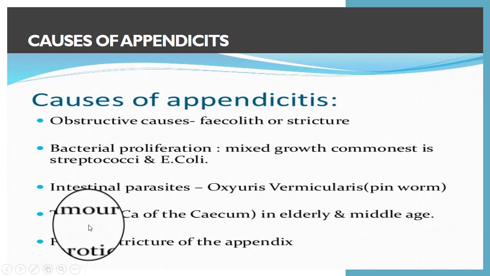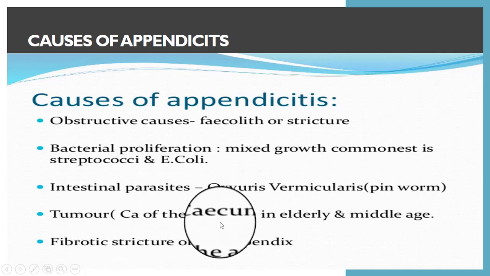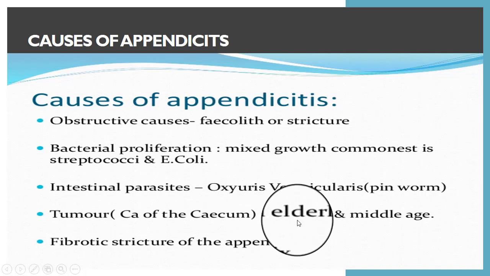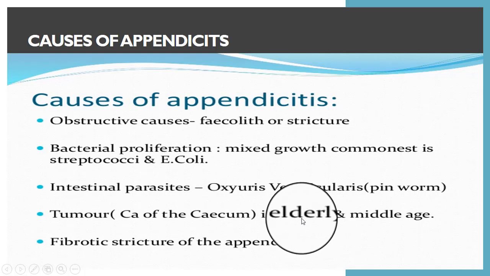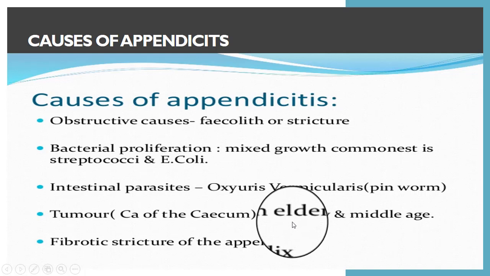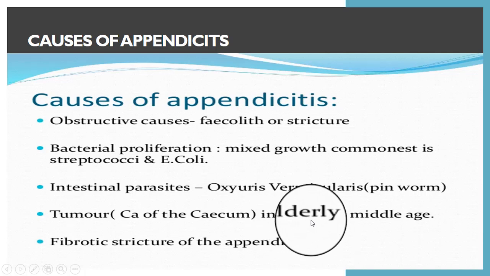When your appendix becomes blocked, bacteria can multiply inside it, and this can lead to the formation of pus and swelling, which can cause painful pressure in your abdomen. So this is the basic etiology of appendicitis, the various causes which are responsible for appendicitis.